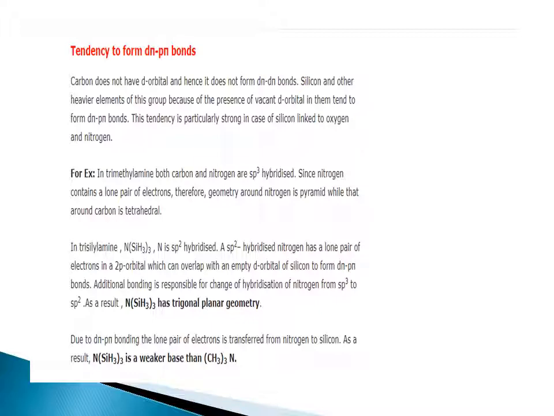Due to d-pi-p-pi bonding, the lone pair of electrons is transferred from nitrogen to silicon. So trisilylamine is a weaker base than trimethylamine.